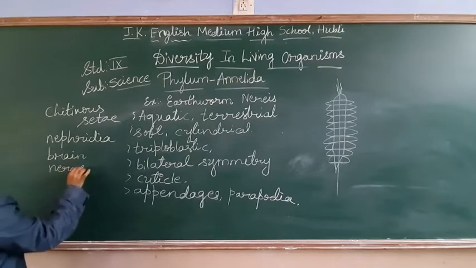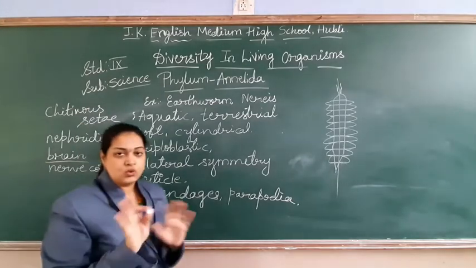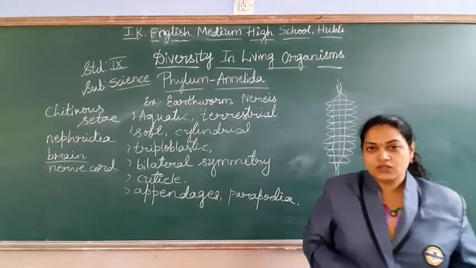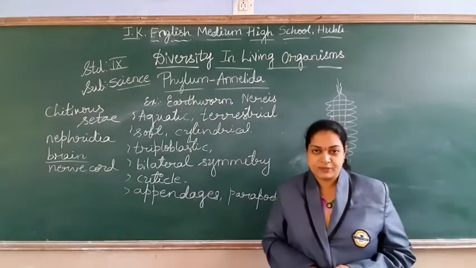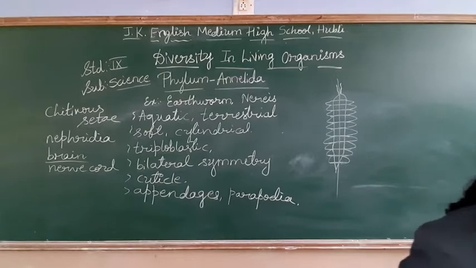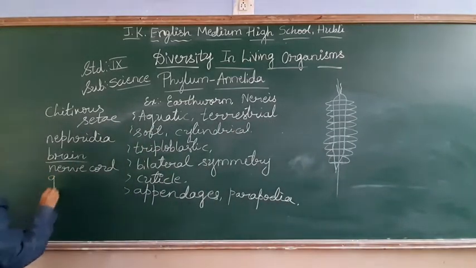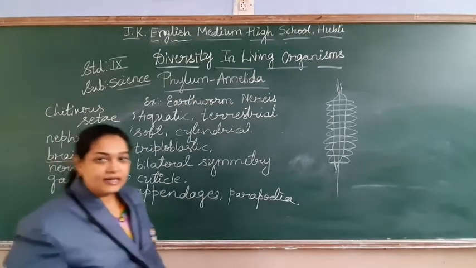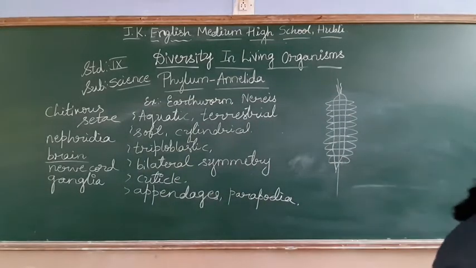Brain and the nerve cord. The brain is present, but it is not so well developed, just the beginning of the structure we can say. So the brain with the nerve cord is present. Along with this, we find the structure called ganglia. The ganglia are also present in the nervous system.